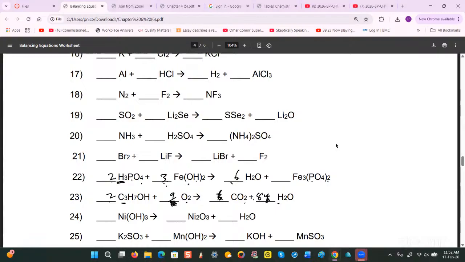Yeah, that's right. Phosphorus is what? Phosphorus? Yeah, P4.